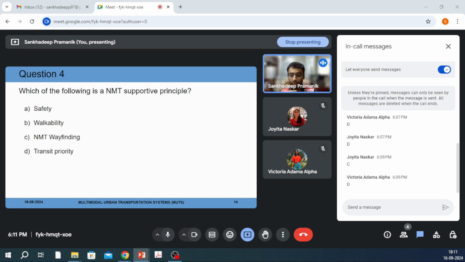Next: which of the following is an NMT supportive principle? There are 6 NMT supporting principles.